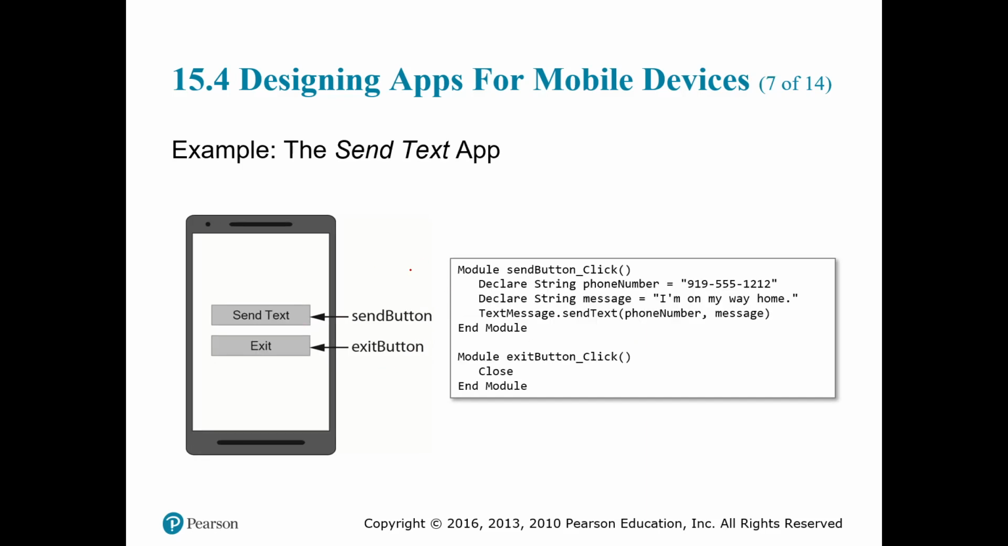Now, same idea with sending messages. For example, here we have a send button and an exit button. In our module for the send button, whenever it's clicked, we declare a phone number to which we want to send a text and the message that would be sent. For example, here it's "I'm on my way home." So this app will only send this particular message, "I'm on my way home," nothing else.